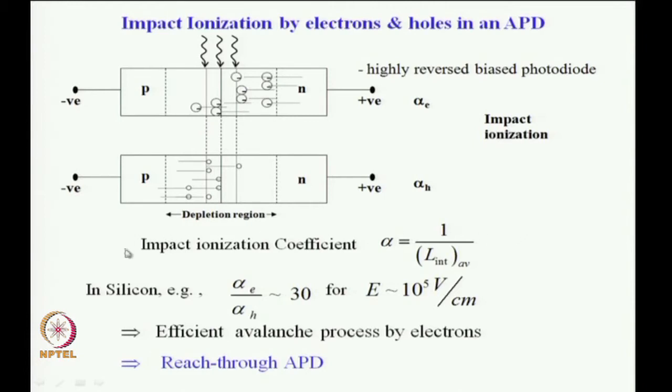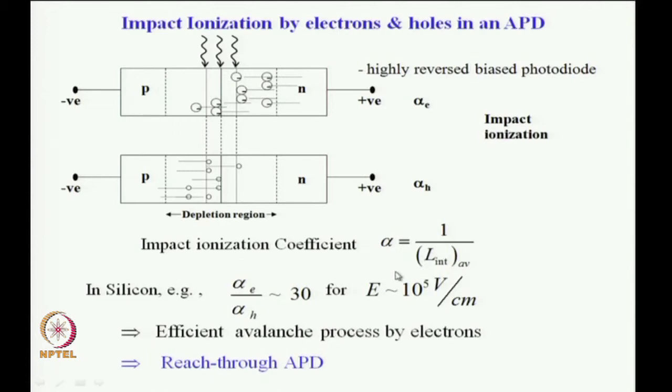We can see that there is a parameter called the impact ionization coefficient alpha, which is defined as 1 divided by L, the internal average. This L refers to the average distance travelled between two successive collisions. So, this is L impact. The average distance 1 by L impact is called the impact ionization coefficient. This is per unit length, and this depends on L.